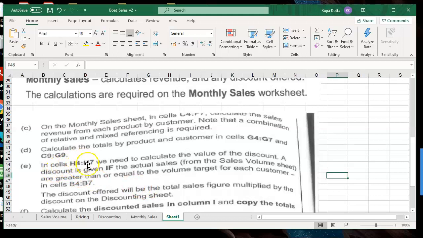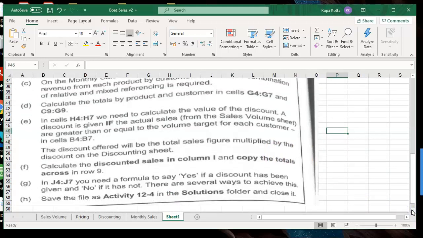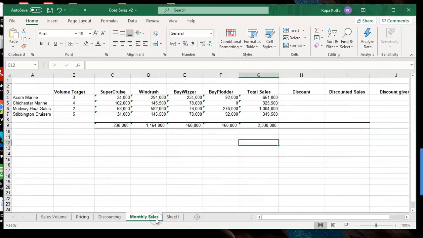In cells H4 to H7, we need to calculate the value of the discount. A discount is given if the actual sales from the sales volume sheet are greater than or equal to the target for each customer in B4 to B7. The discount offered will be the total sales figure multiplied by the discount on the discounting sheet. So first of all, we need to calculate now the discount. To calculate the discount, we need to check if the target has been met or not. So first discount and then discounted sales.